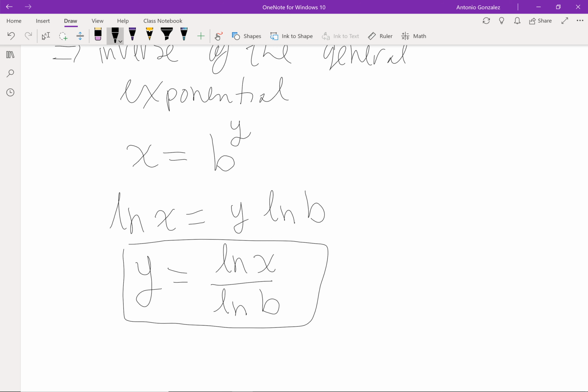If f of x is equal to b to the x, then f inverse of x is equal to natural log of x over natural log of b. If you recall your study of logarithms from any other course, this should look familiar. This looks like the change of base formula. In general, any logarithm that is not the natural logarithm is simply a ratio of two natural logarithms. So now we're going to define here.